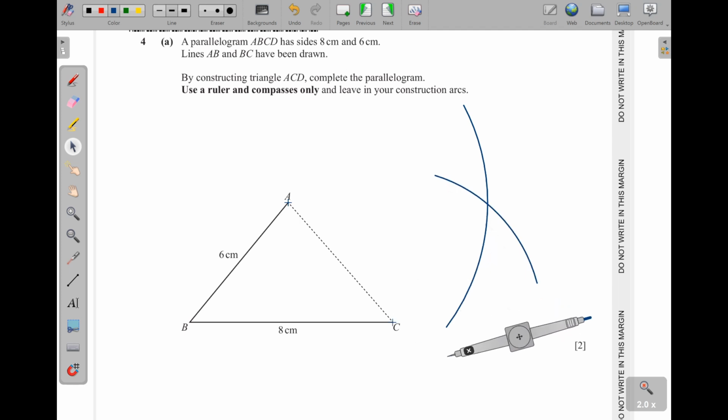Then where the 2 meet, that is where I draw connecting lines. So I draw a line connecting this to where the 2 arcs have met, from A then to there. So we are going to have this one as 8 centimeters and this one 6 centimeters.